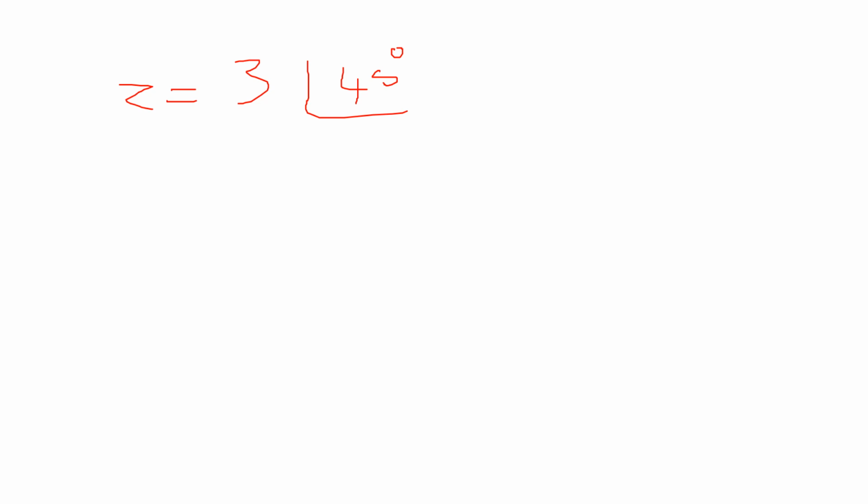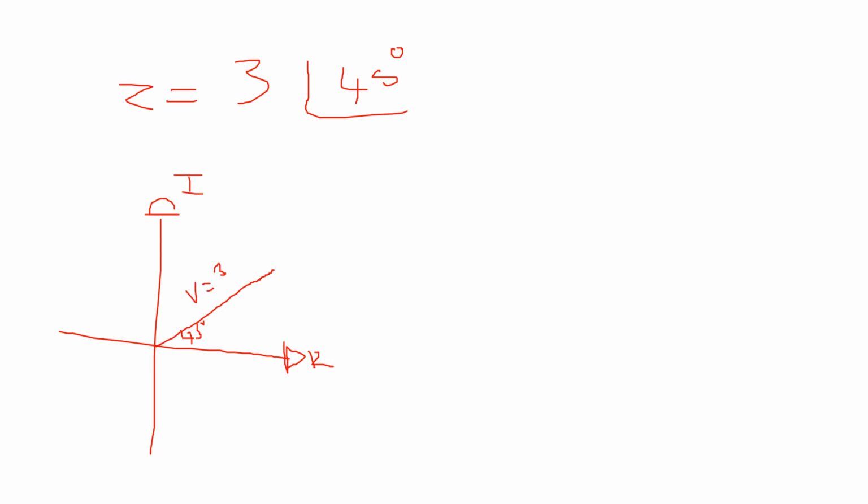So that means on our Argand diagram, we're going to have the real part and the imaginary part. We can see our resultant has an angle of 45 degrees, so basically 45 degrees can be here. And then our resultant will have a value of 3. If we have our resultant like this, we can find our vertical component, which is going to be our imaginary part, and we can also find our horizontal component, which is going to be our real part.